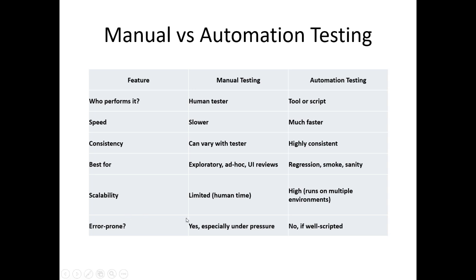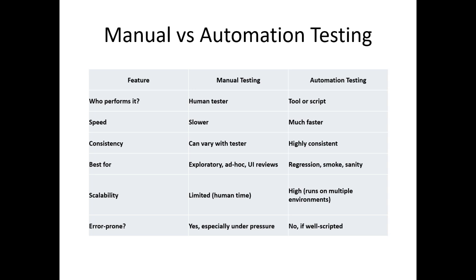Error prone: with respect to errors, under pressure there are high chances of human errors in manual testing. But in automation testing, errors are very few. The only thing is we have to script well. In that case, there will not be many errors in automation testing.